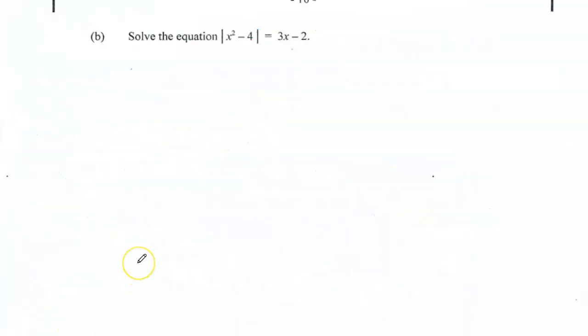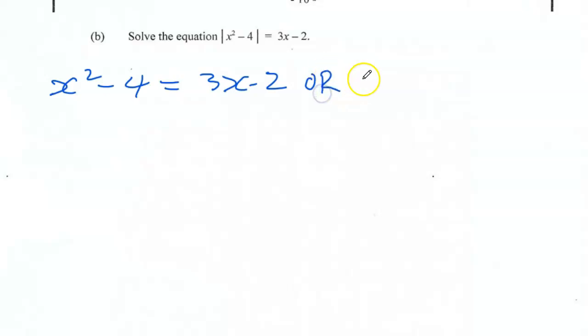Next, we're asked to solve the modulus equation here. The modulus of x squared minus 4 is equal to 3x minus 2, meaning that x squared minus 4 could either be positive 3x minus 2, or x squared minus 4 could be minus 3x minus 2. So let's solve each equation separately.